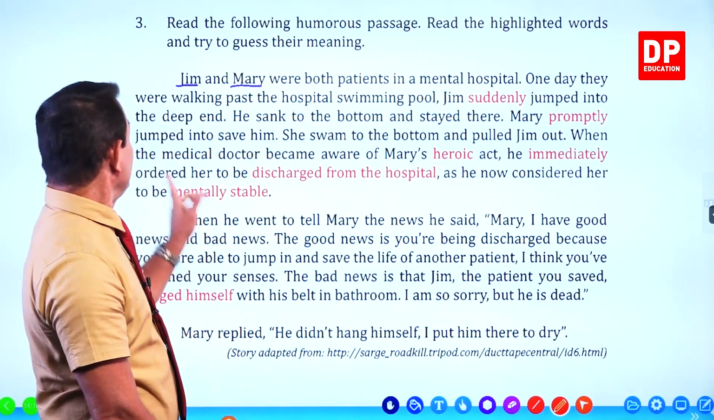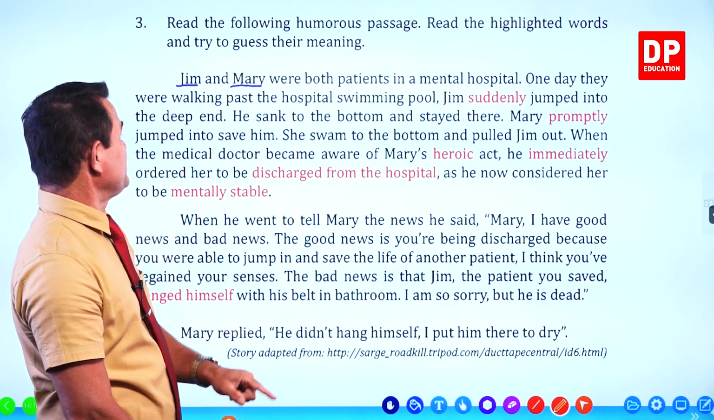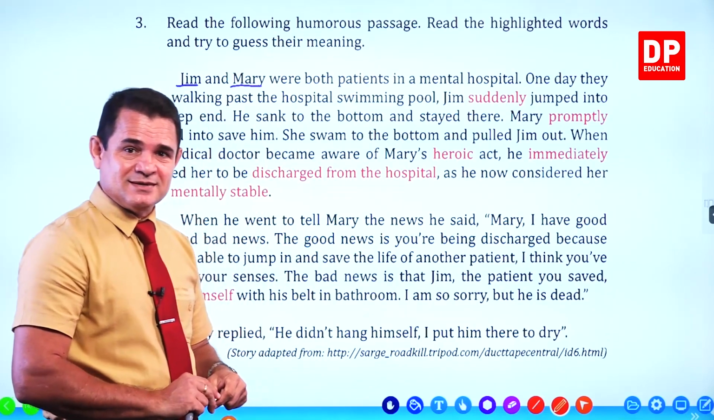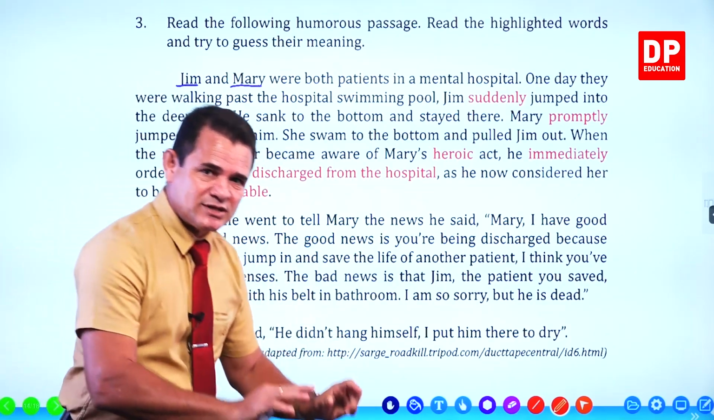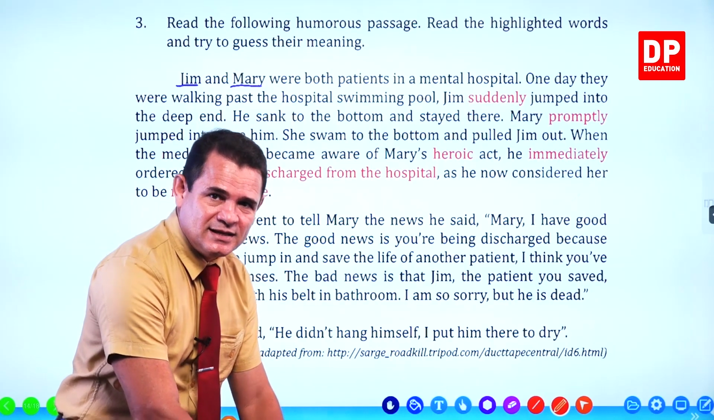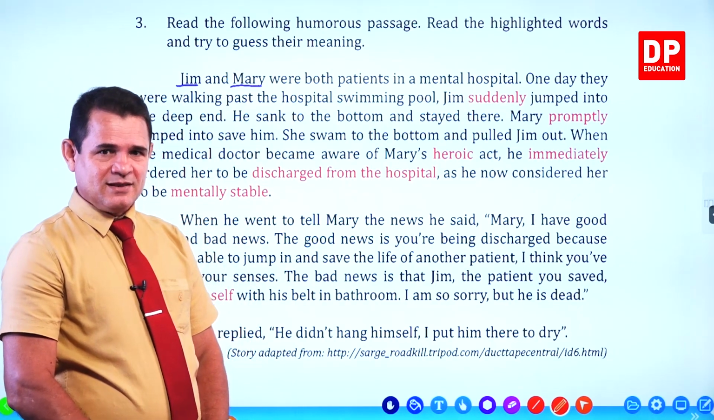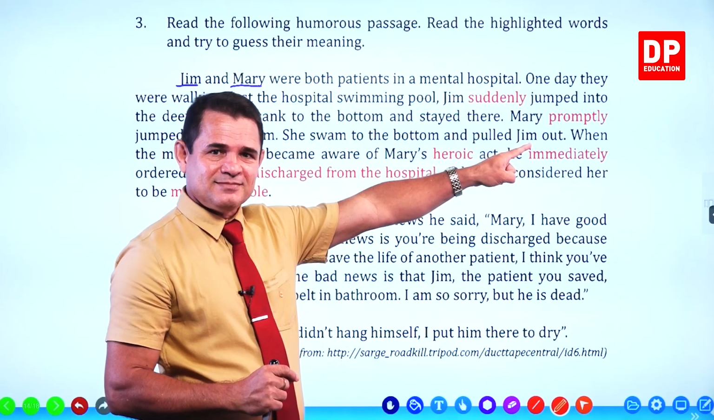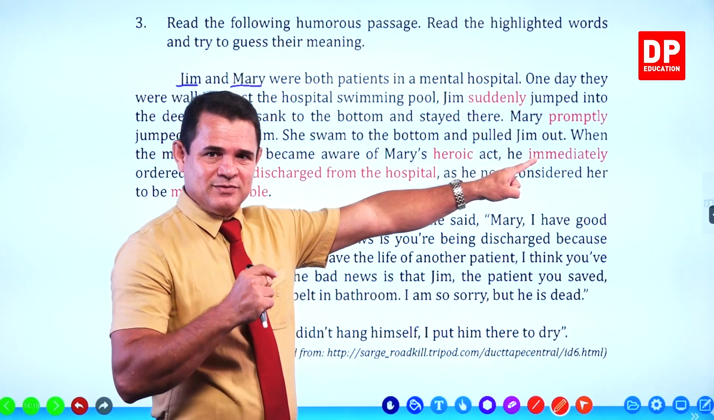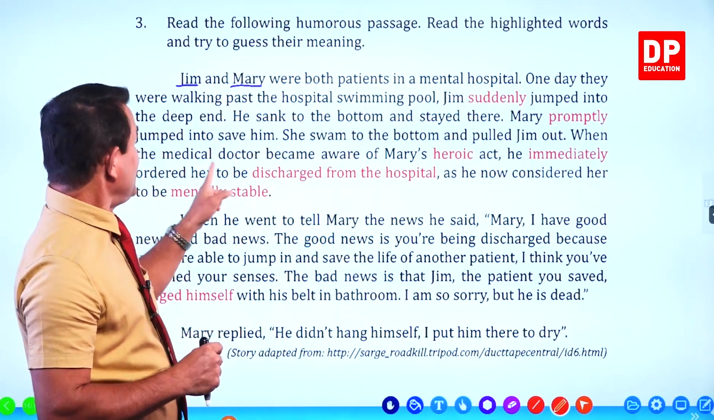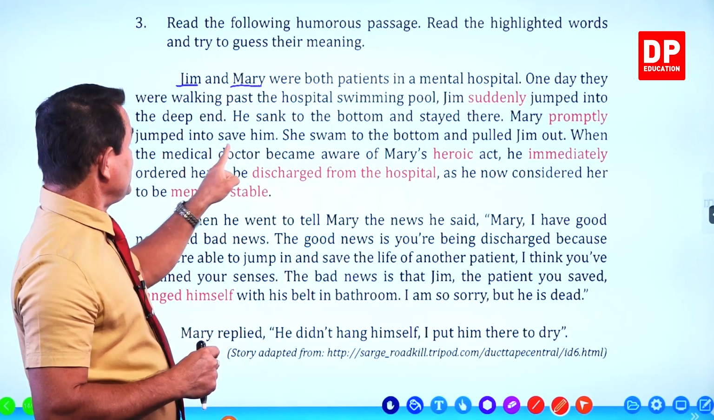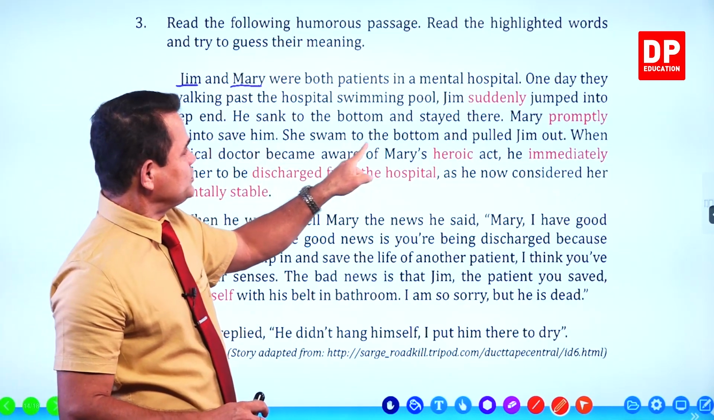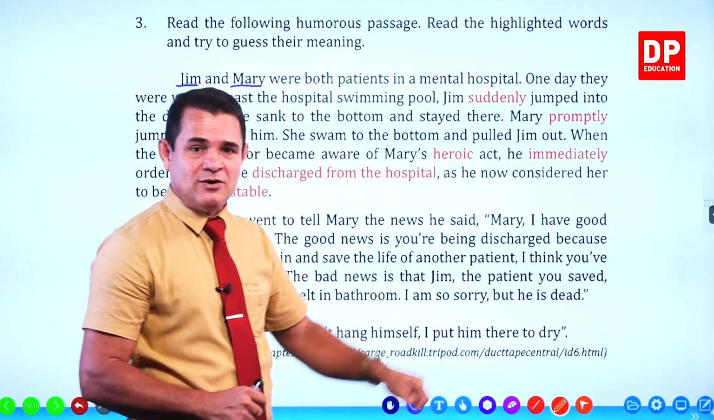Mary promptly jumped in to save him. එතකොට Mary මොකද කරේ? Mary promptly jumped. Now Jim jumped and he stayed there in the bottom. අඩියේ හිටියා. මේක දැකපු Mary promptly. So now you can guess the meaning at the right time. නිවැරදි හොඳ වෙලාවට හරියටම එයාත් පැන්නා. And jumped in to save him. එයා බේරගන්න පැන්නා. She swam to the bottom and pulled Jim out.